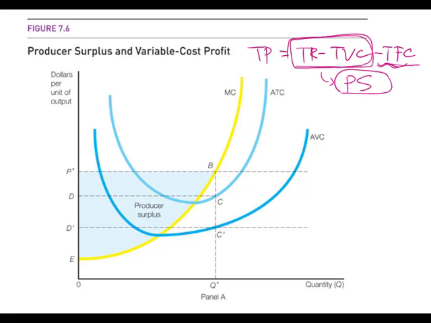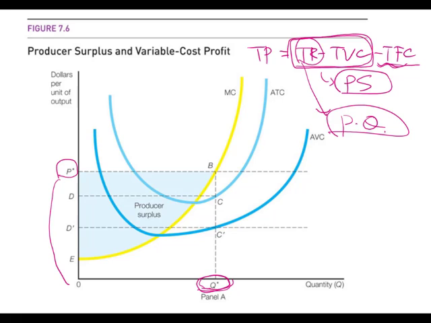Total revenue, recall, is equal to price multiplied by output, right? So for example, if you decide to produce at Q star quantity of output here, then your total revenue will be price P star multiplied by the quantity of output. So this entire rectangle, including origin 0, P star, B, Q star, that size indicates total revenue.